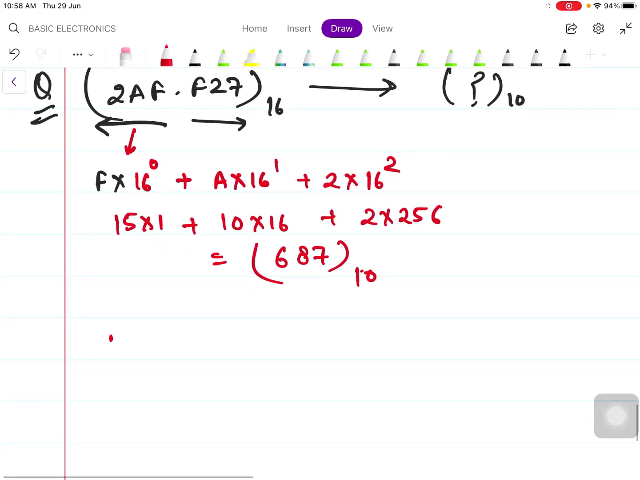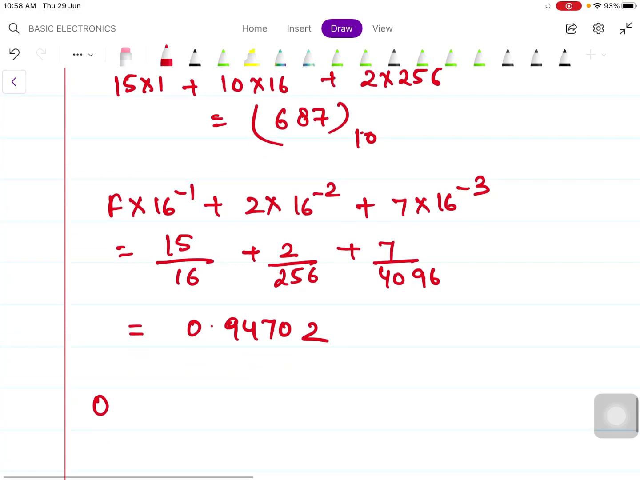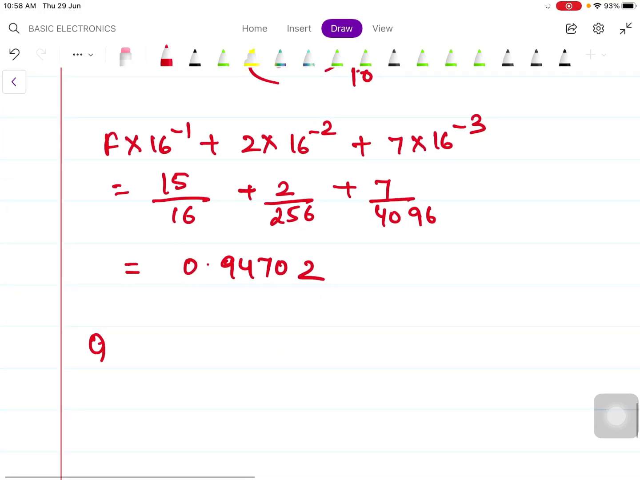Now let us solve the other part, that is F27. So F into, okay, so the complete answer is 2AF.F27 in hexadecimal when converted to decimal came out to be.